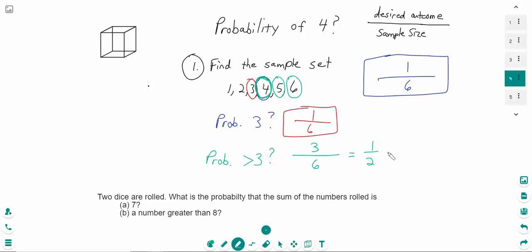Sometimes we'll even write these as percentages. You'll often see probabilities written as percentages. So 1/2 as a percentage is 50%. So you might say we have a 50% shot of rolling something greater than 3. Excellent. All right, now let's go on to this next one here.